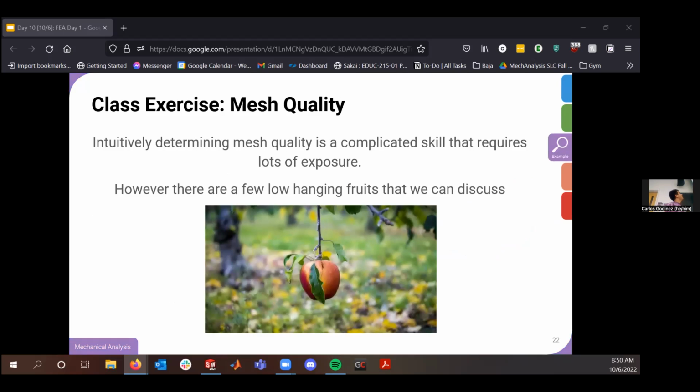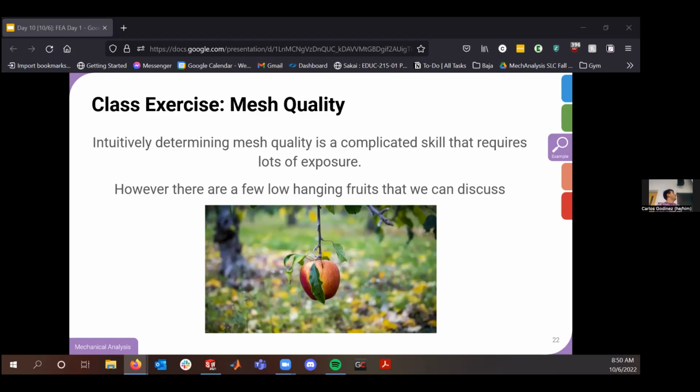Because of that, intuitively determining the quality of your mesh is something that just takes time and a lot of exposure. You get exposed to experts and mentors. You need to read a lot. There's some actual statistical quality to it, and then there are a lot of hidden rules that are written down somewhere, but you just don't know until someone tells you about it.